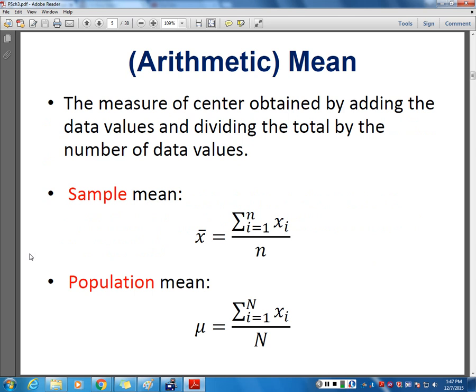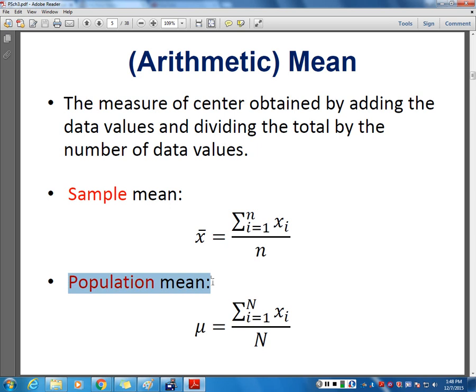First measure of center is the arithmetic mean. That's the measure of center obtained by adding the data values and dividing the total by the number of data values. For sample mean, the symbol used for that is X bar. That's found by adding all of your data values up in the set and dividing by the size of the sample.